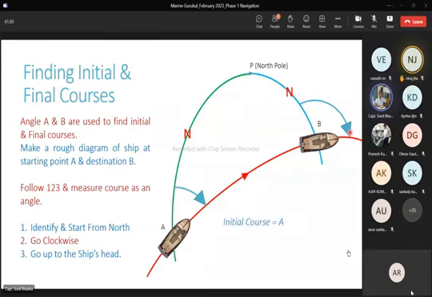Now you can see here in this diagram that our initial course is equal to angle A of the PAB triangle. So fortunately in this case, whatever angle A we obtained by using the cosine formula, the same angle converted into three-figure notation gives us the initial course of the ship on the great circle track from A to B.